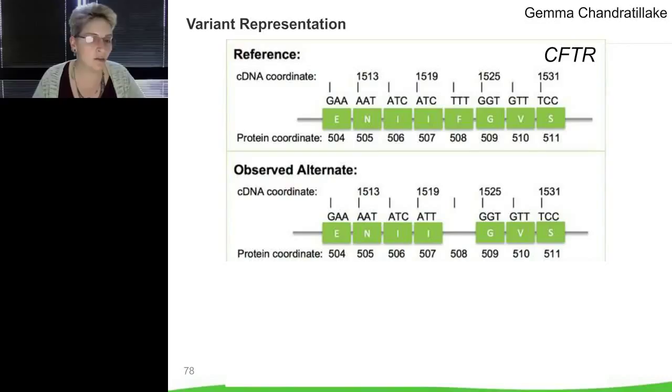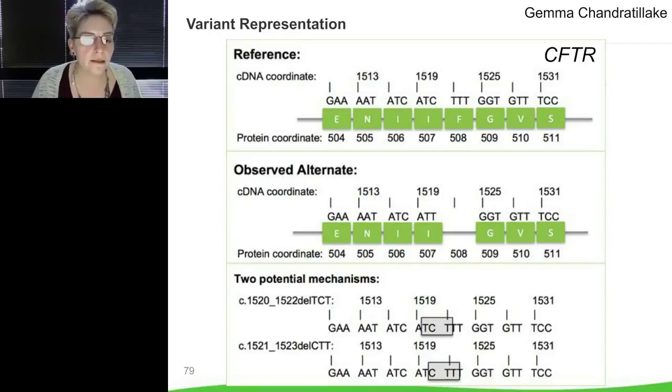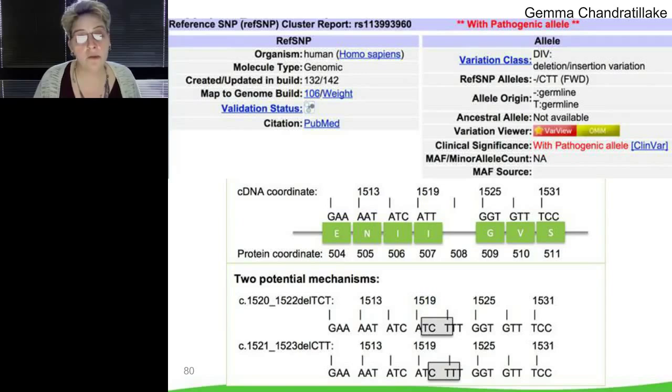And I'll use an example that should be well known to most people, which is the Delta F508 variant in CFTR. So in this graphic, we have the CFTR gene and the Delta F508 in the bottom. And if we look at this more closely, we can see that there are two potential mechanisms that would mediate this change. You could look at deleting this TCT or this CTT. And if we look in dbSNP, what we find is both representations.